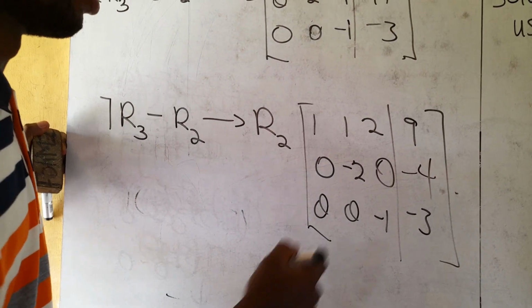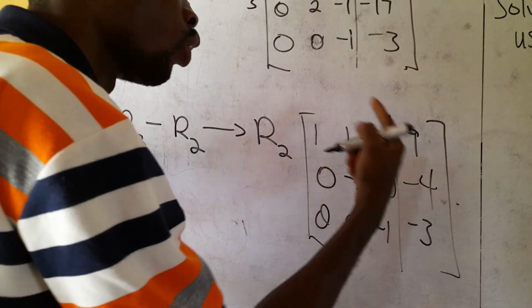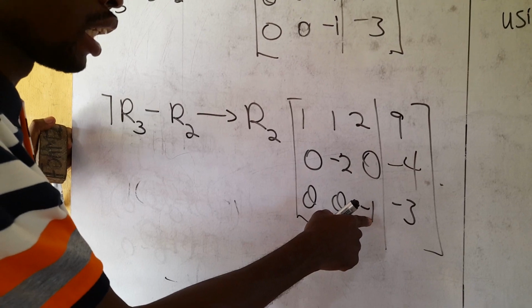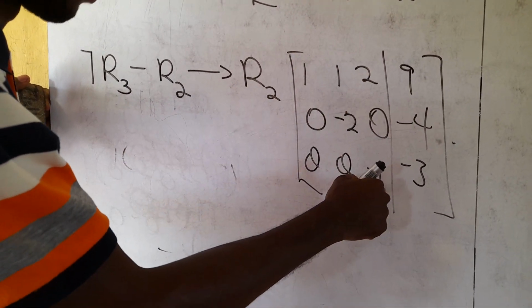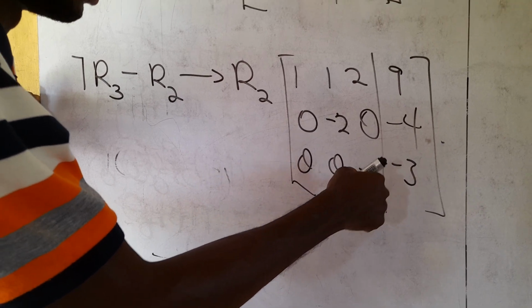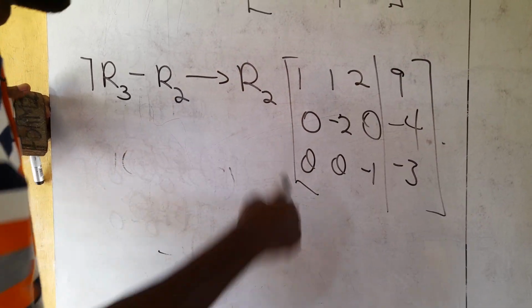The next one is we make this 0. How do we make it 0? If I multiply this by 2 and I add it to this, it will become 0. When I multiply this by 2, it will become negative 2. Negative 2 plus 2 will be 0. So that's the next thing we'll do.